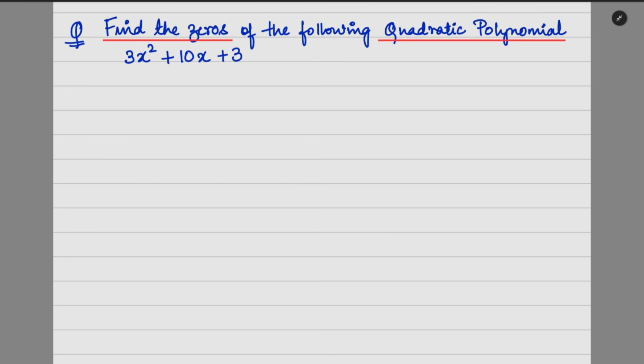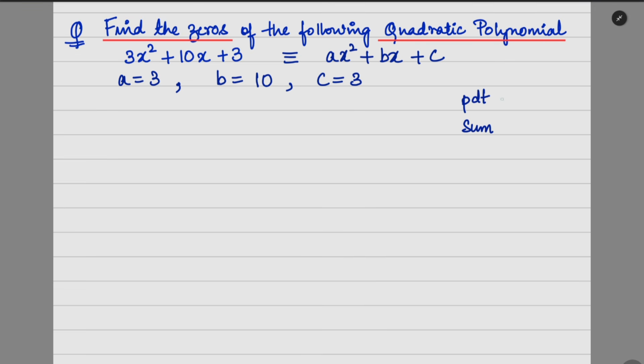Okay, here again, it's the same thing. So you have a equal to 3. Yeah, so you have to compare this with ax square plus bx plus c. So a is 3, what is b? Plus 10, and what is c? Is 3. Yeah, so find the product and find the sum. What is the product? I told you it is a into c, which is nothing but, I'm going to directly write it as 9. And the sum is nothing but 10.